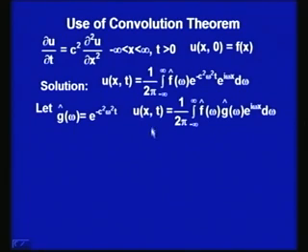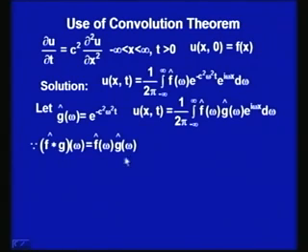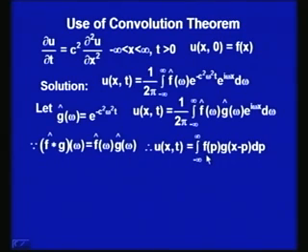So, this is what I was explaining: u x t should be 1 upon 2 pi integral minus infinity to plus infinity f hat omega g hat omega e to the power i omega x, that is the inverse Fourier transform of f hat omega into g hat omega. The solution has to be the convolution of f and g. The convolution of f and g, if you do remember, we have defined as integral minus infinity to plus infinity f p g x minus p dp.